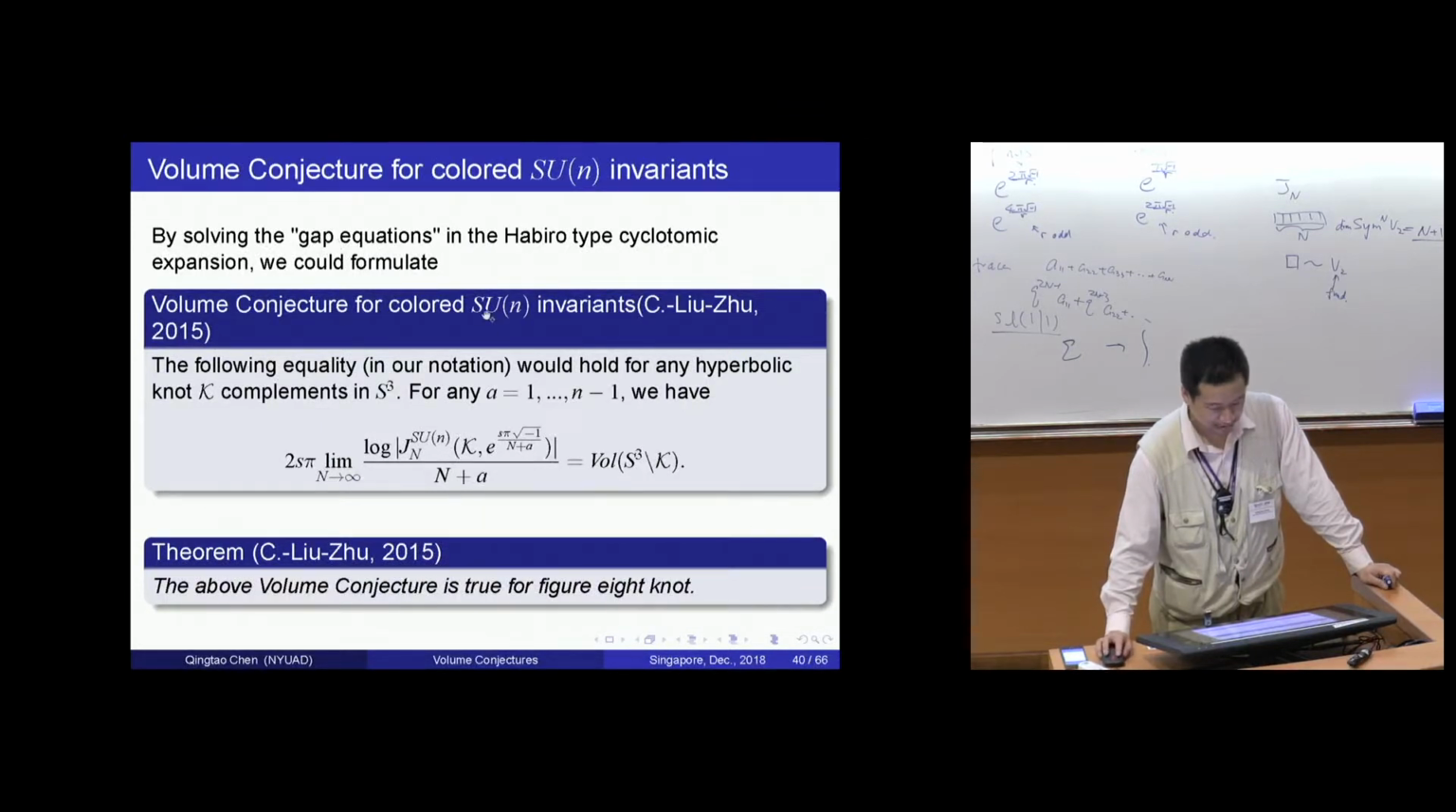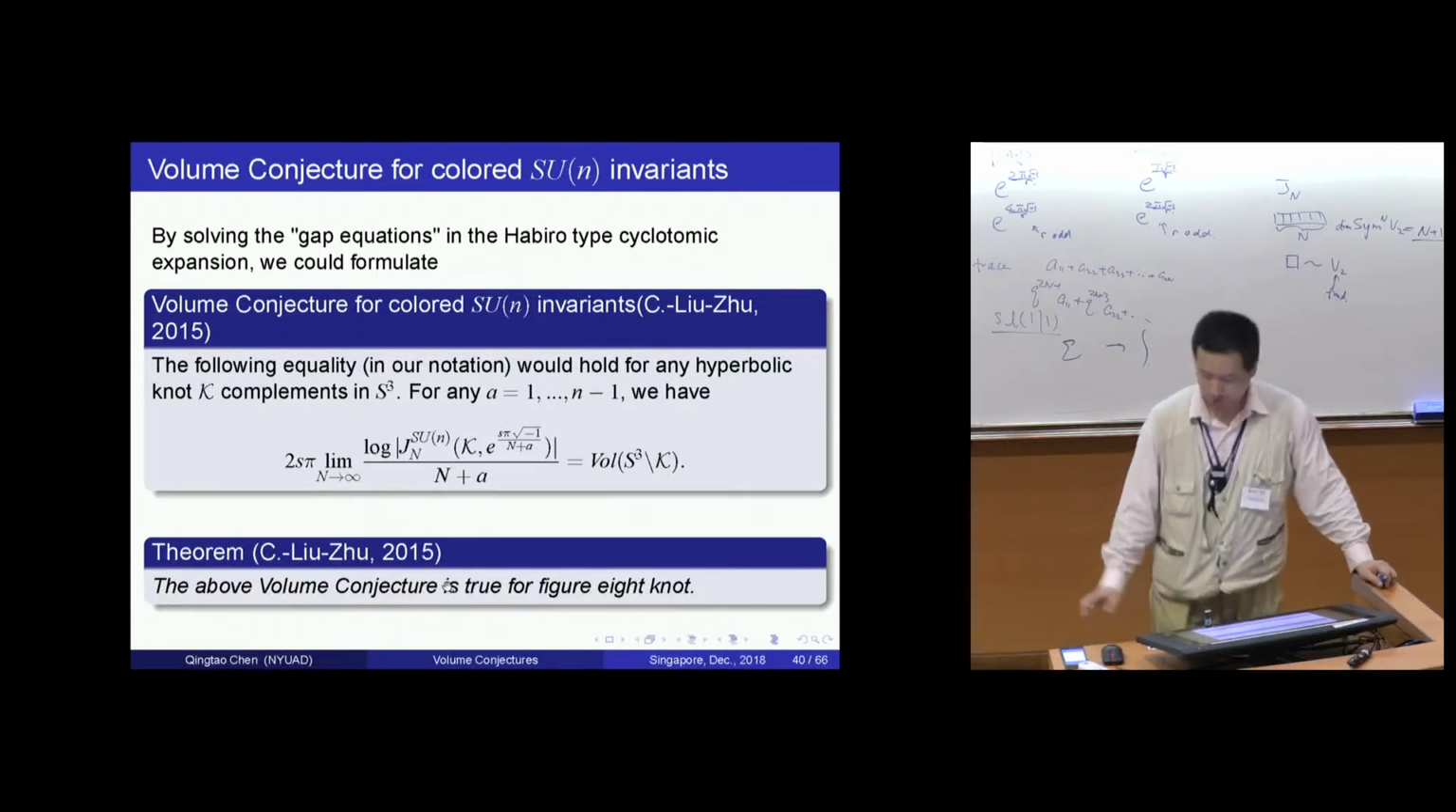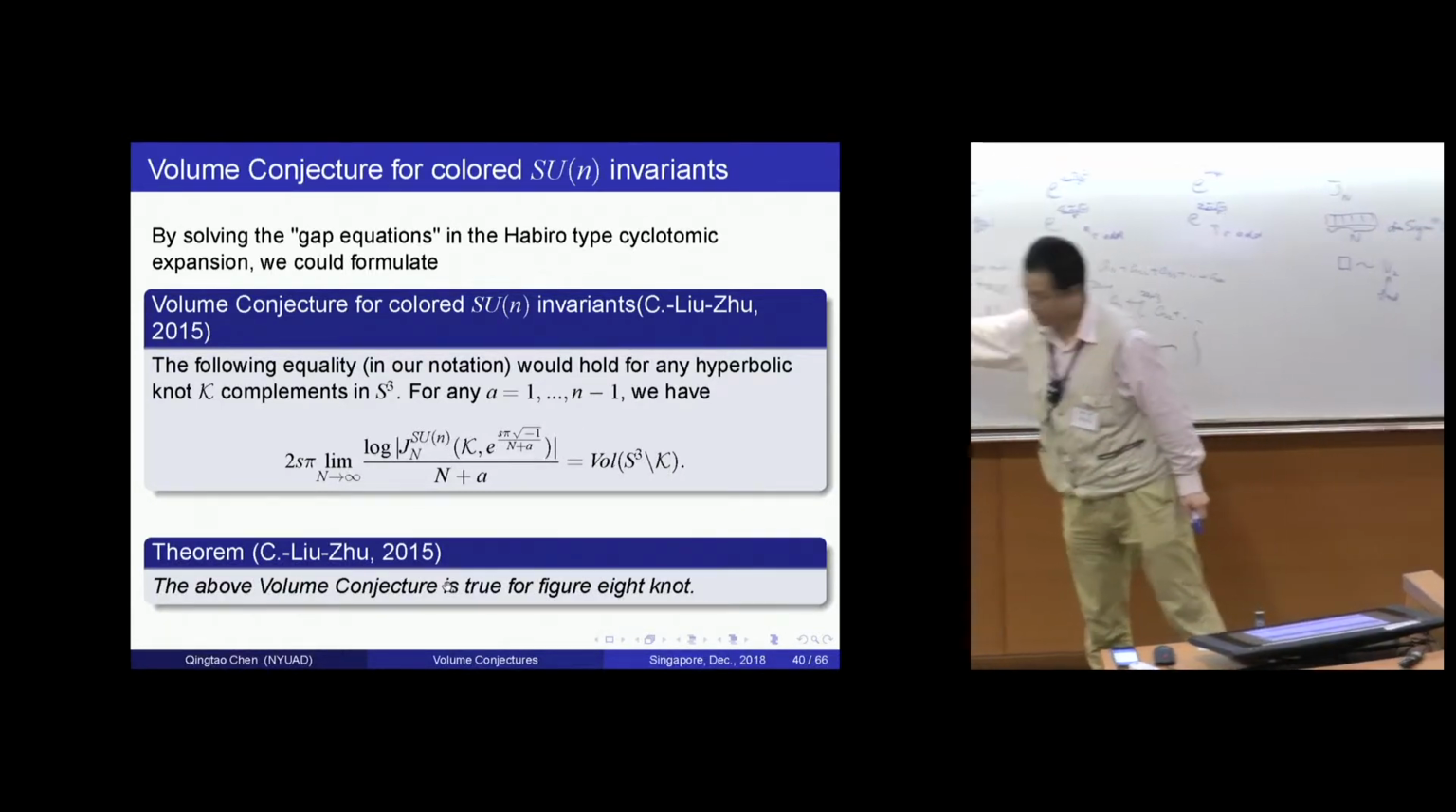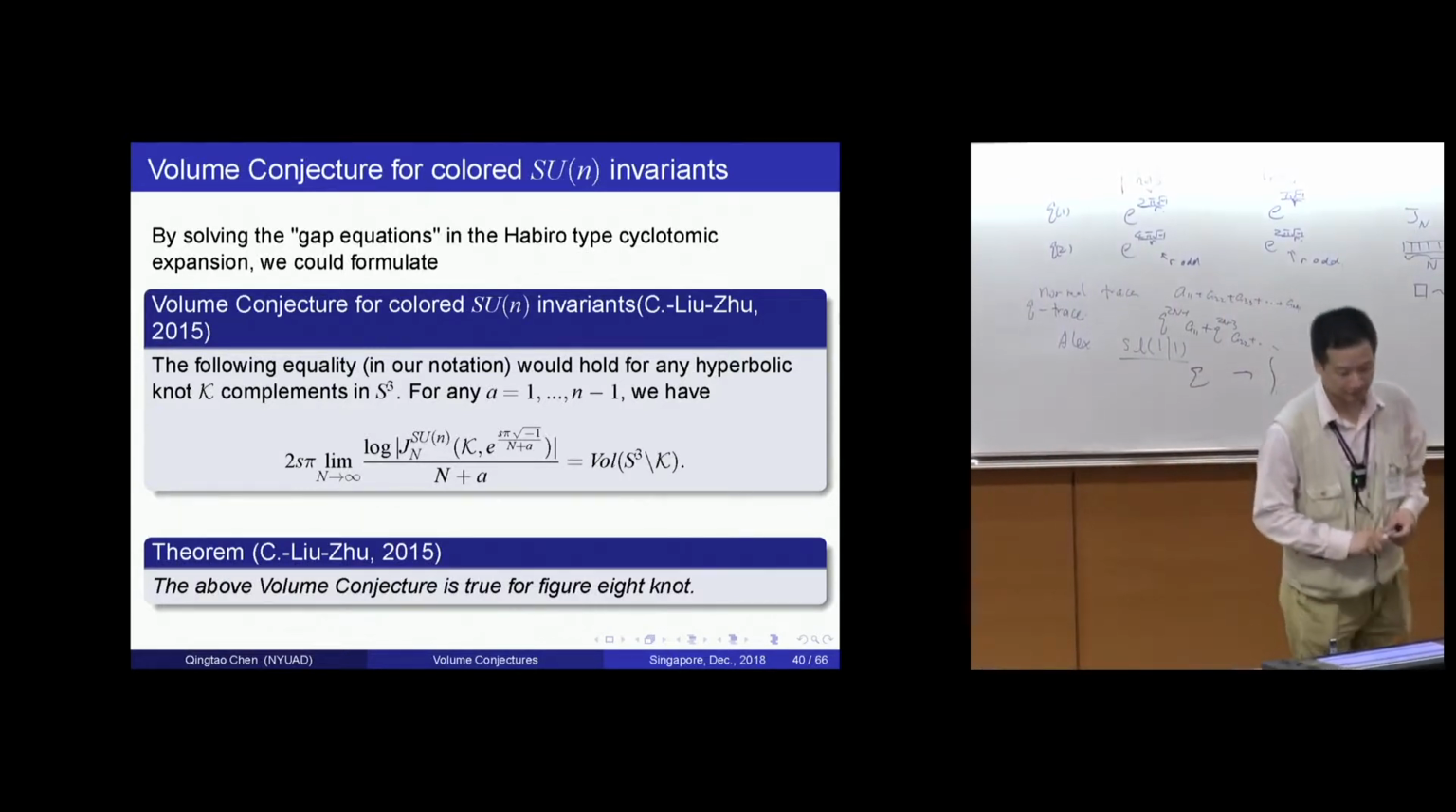So we also solve this gap equation, and then we found that all those roots of unity in this gap can serve for the volume conjecture. So this is our volume conjecture for colored SUN invariants. This is also exponentially large and gives you the volume. And then we can prove this is also true for the figure 8 knot.